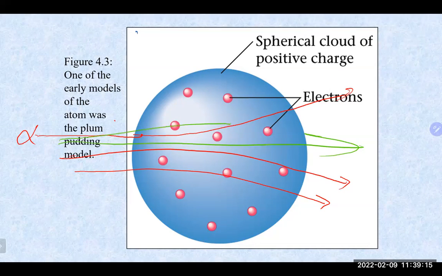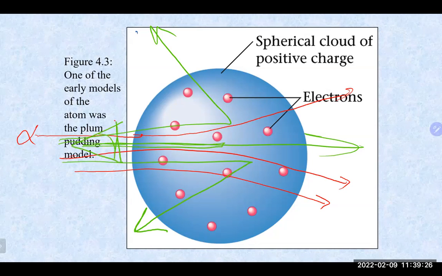The other thing that they saw that was interesting was that every so often they would get these alpha particles that would bounce off at really large angles. Sometimes they would even head right back to where they came from. First off, if most of the alpha particles went through with no problem, what did they hit? Nothing. Yeah, right.